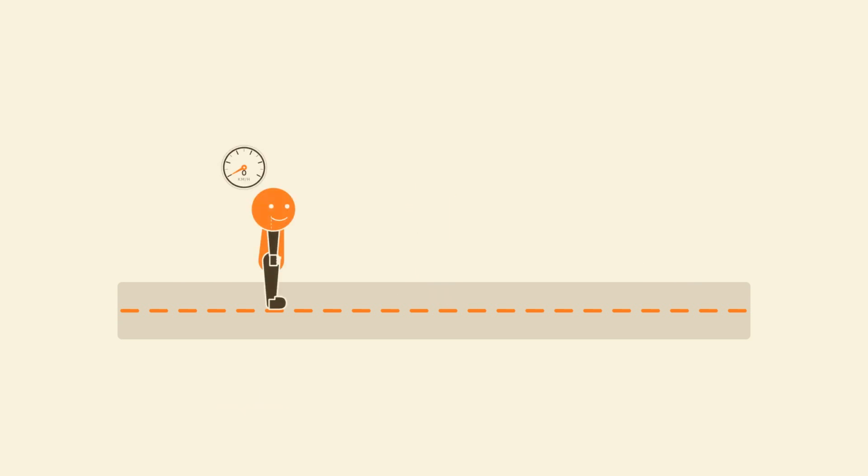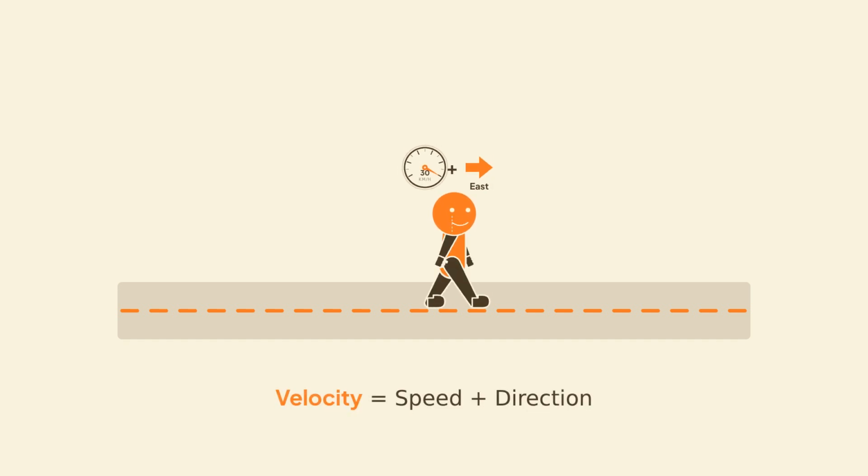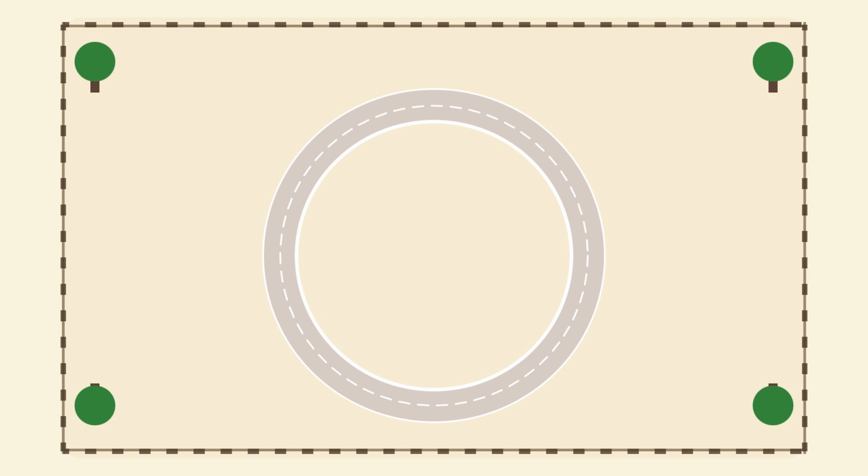Now let's talk about velocity. Velocity tells you how fast you're moving, and also which direction you're moving in. In other words, a direction gets added to the speed number. Let's hear a story to understand this.